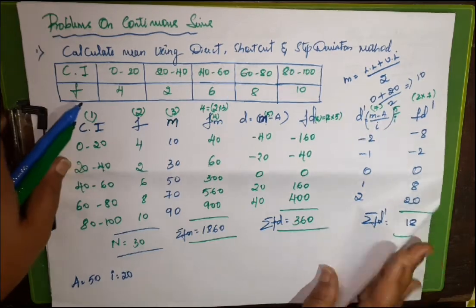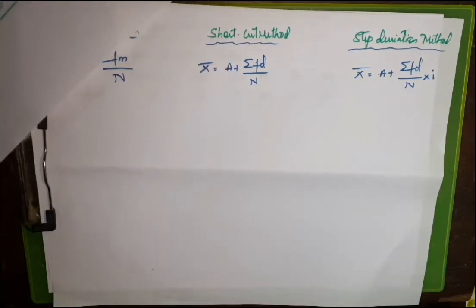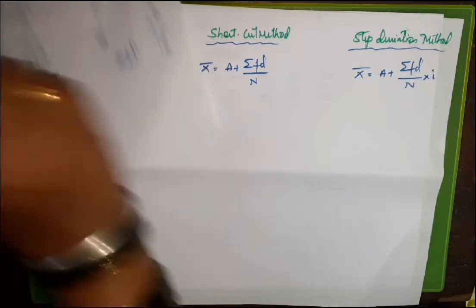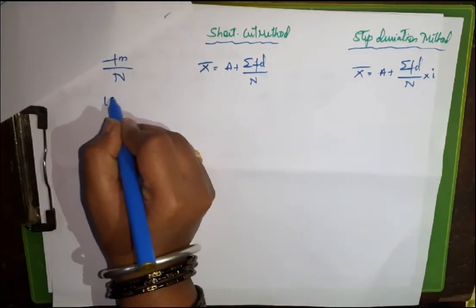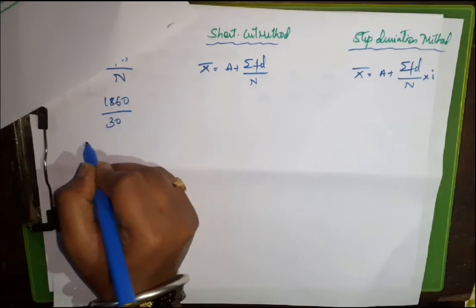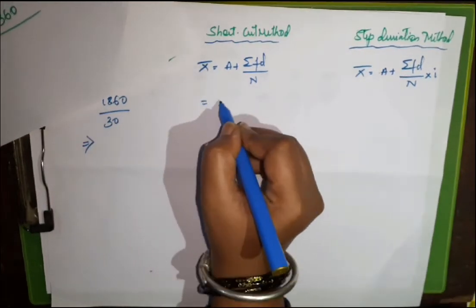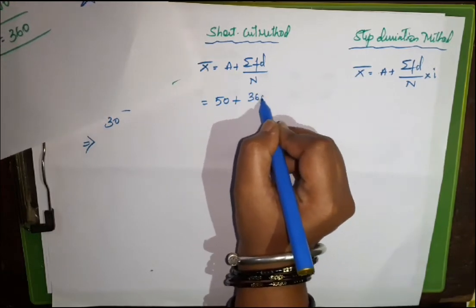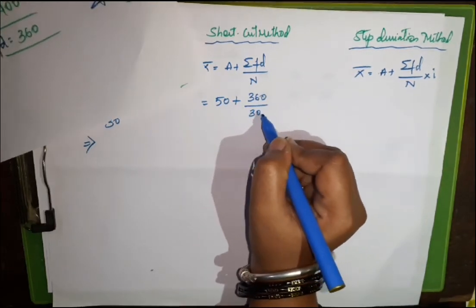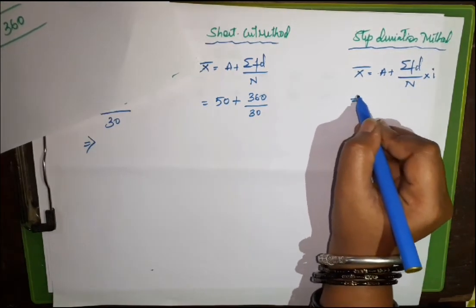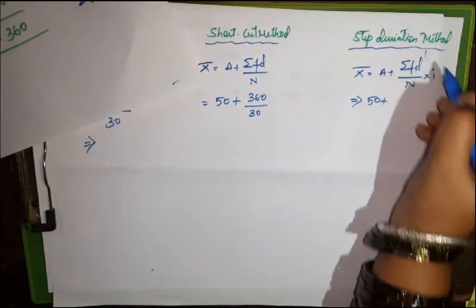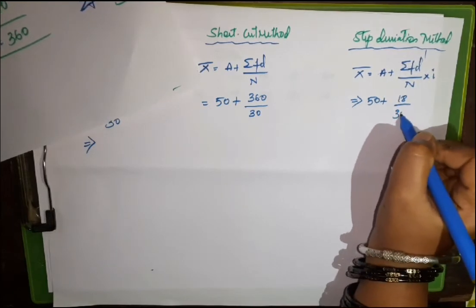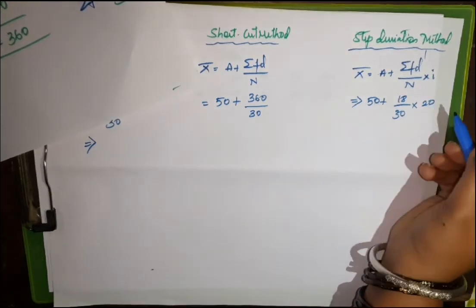This has to be substituted in the formulas. Okay. So look at this. So first one, we got sigma FM as 1860 divided by 30. Okay. Next, second formula, assumed mean we have taken 50 plus sigma FD is 360 by 30. Okay, then here third formula, 50 plus sigma FD dash is 18 by 30 into 20.